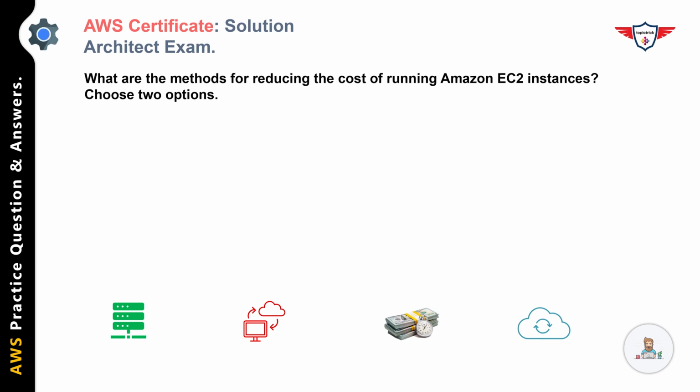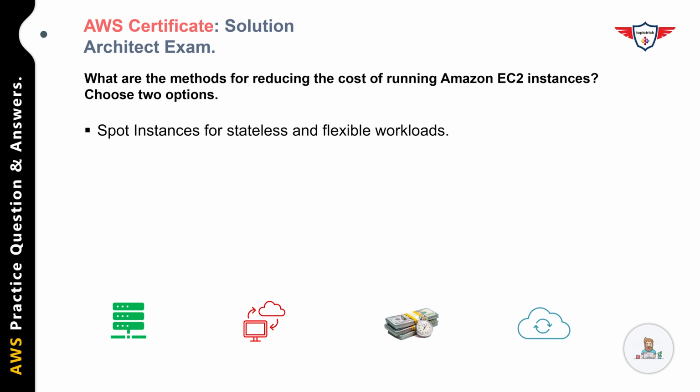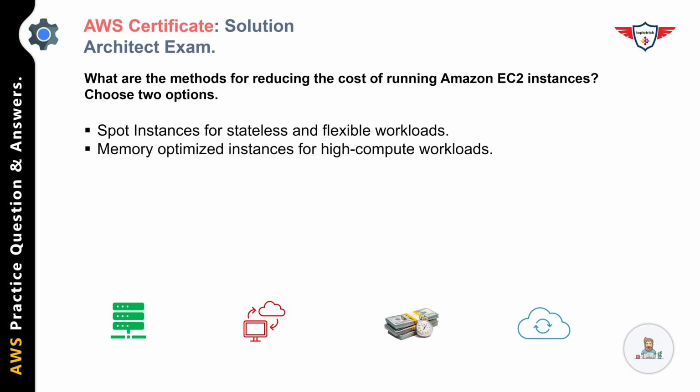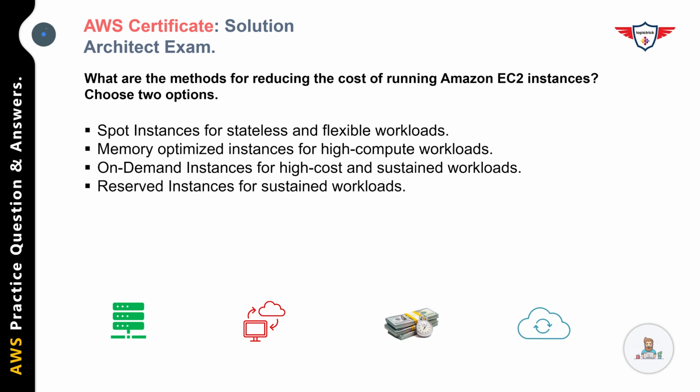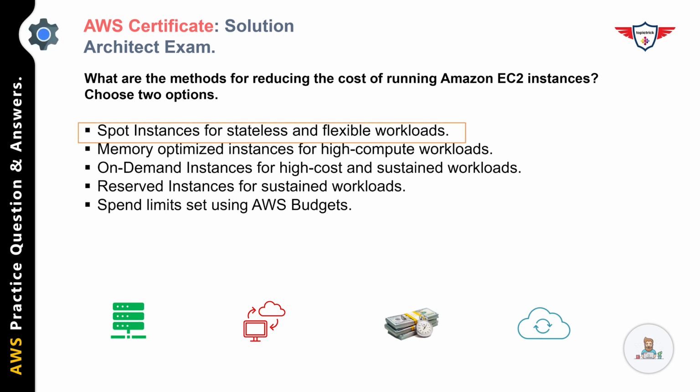What are the methods for reducing the cost of running Amazon EC2 instances? You have to select two correct options. So the options are: spot instances for stateless and flexible workloads; memory optimized instances for high compute workloads; on-demand instances for high cost and sustained workloads; reserved instances for sustained workloads; and spend limit set by using AWS Budgets. The correct answer is option A and option D.